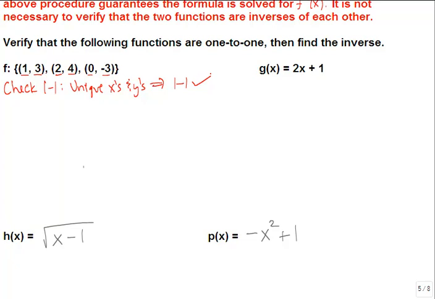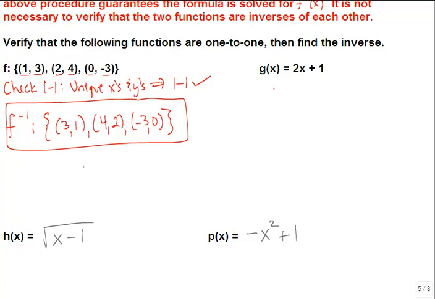So that means an inverse does exist, so we should be able to find it, and its notation would be f with this little -1, which means f inverse. And since there's not really a formula here, it's going to be fairly simple for me to find out what this inverse is by just physically swapping the x's and the y's. So 1, 3 becomes 3, 1, 2, 4 becomes 4, 2, and 0, -3 becomes -3, 0. And there's my inverse function.